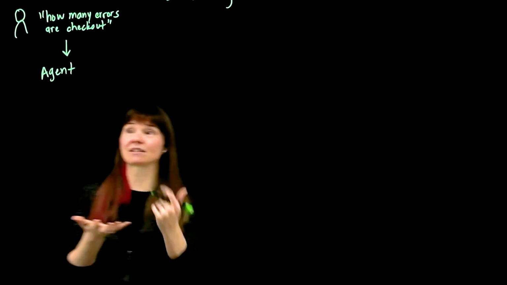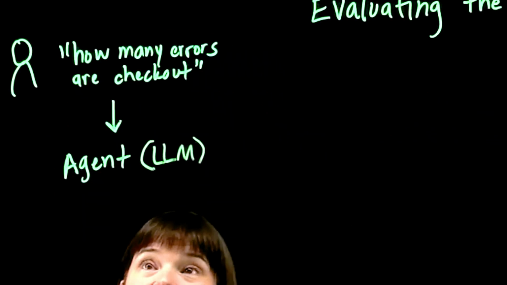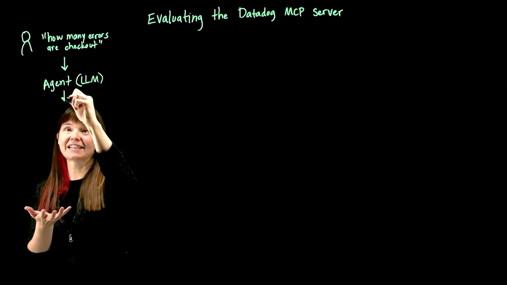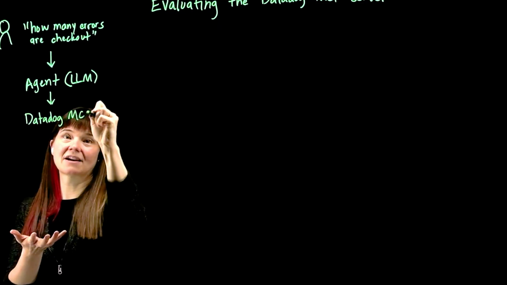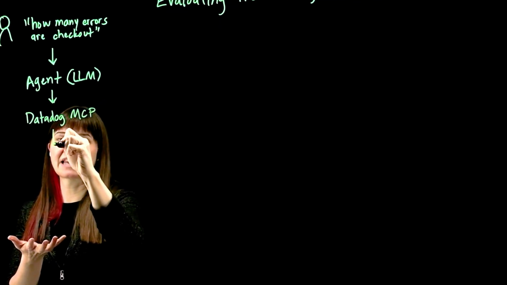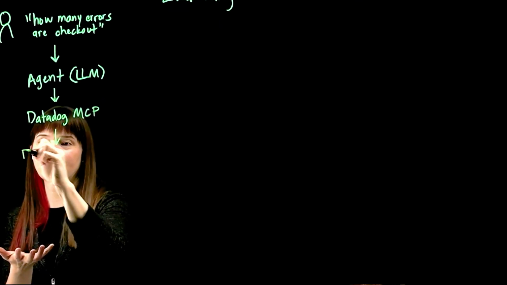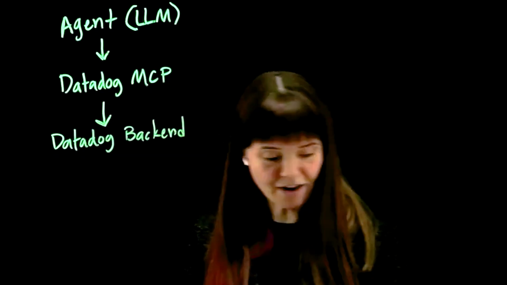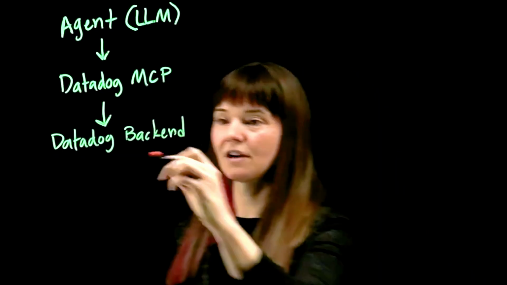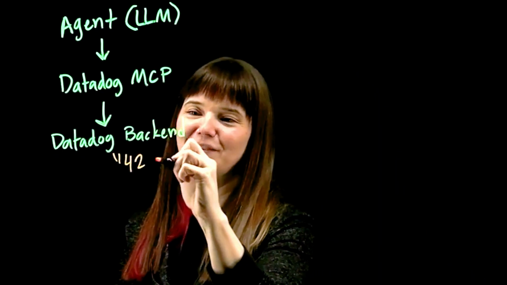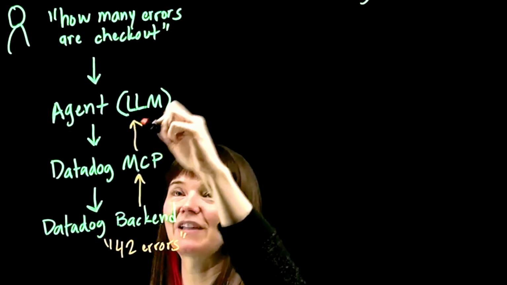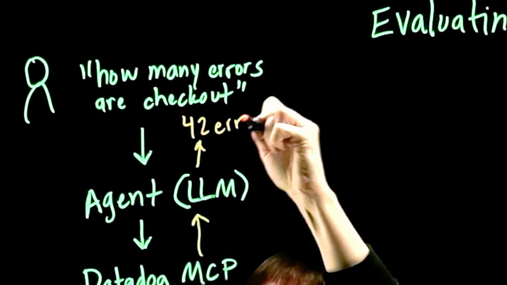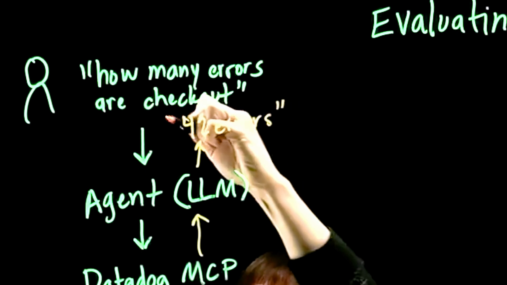And then that agent is wrapping an LLM. So then that agent is what's calling the Datadog MCP server. And then the Datadog MCP server is communicating with my Datadog backend. And then that Datadog backend is what's going to return a response. We'll say 42 errors. And so that response gets returned to Datadog MCP, back to the agent that's wrapping an LLM, and then back to answer my question.